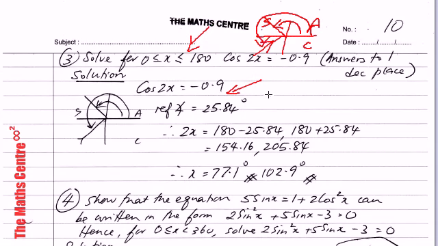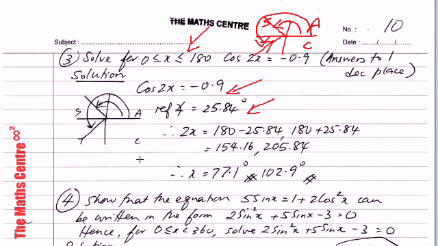The second step is to plug in negative 0.9 into the calculator and get the reference angle. Again, use the calculator to get the reference angle. How do you do that? Just drop the negative, plug into your calculator arc cos 0.9, and you will get 25.84. That's the reference angle.